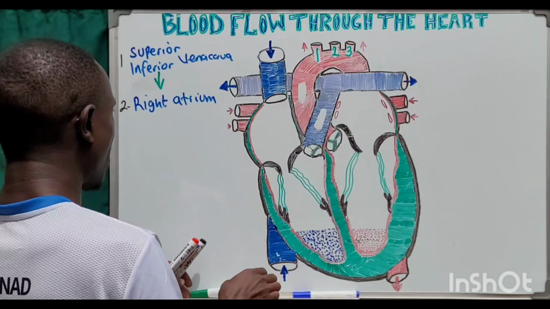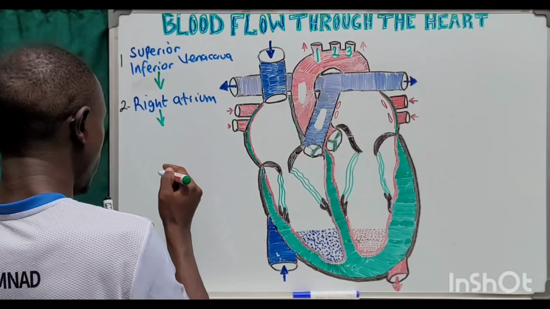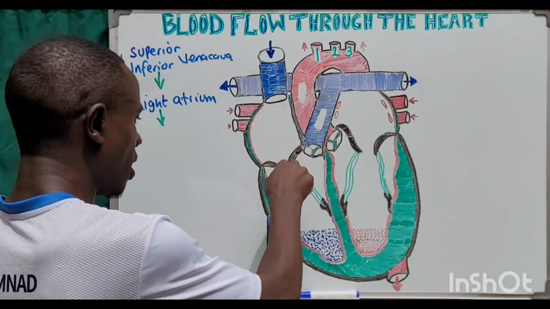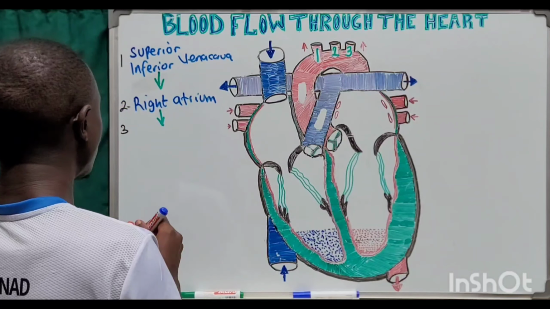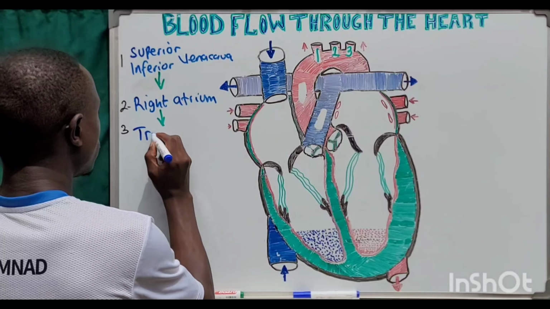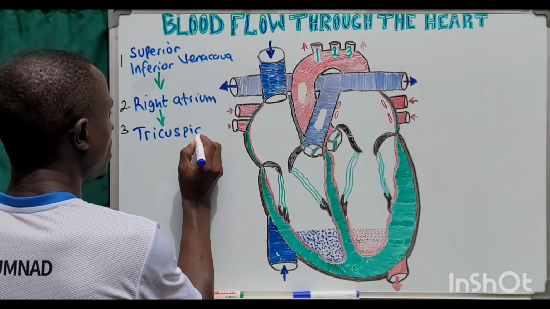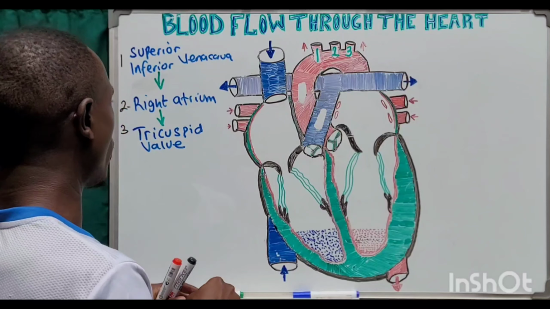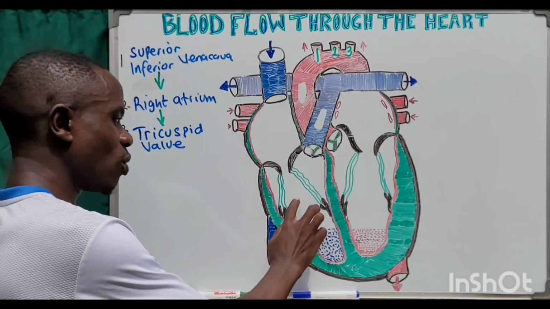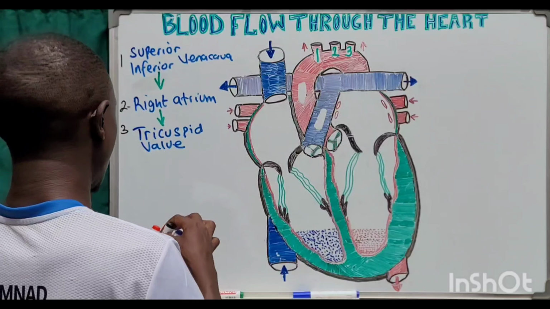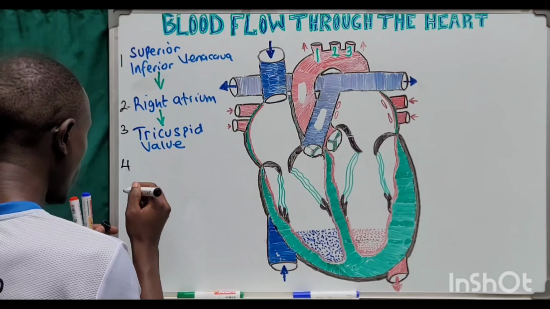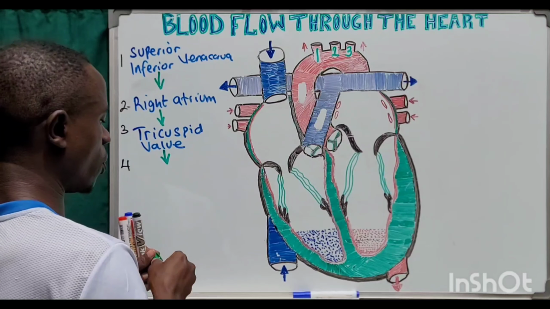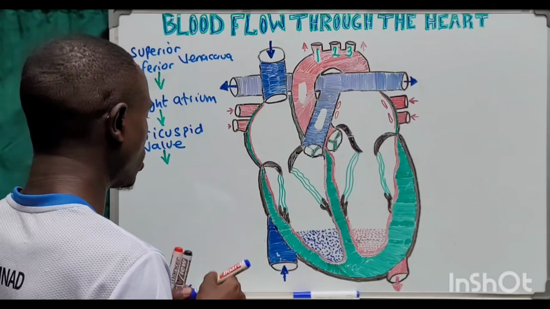So our third step is these beautiful structures that have to open to allow this blood to move down into this chamber. These structures here are the tricuspid valve. Now, when the tricuspid valve opens, it will allow the blood to flow to this area here. So now our fourth step is this chamber here, which we call the right ventricle.